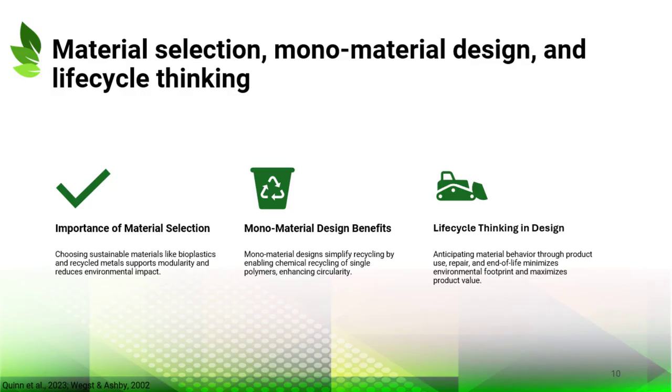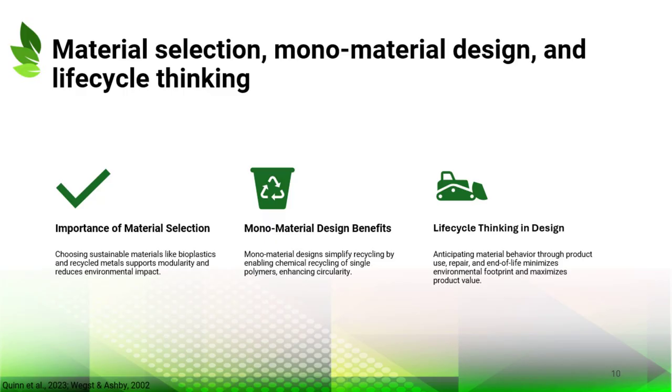Material selection, mono-material design, and life cycle thinking are fundamental to modular product design for circularity. Choosing sustainable materials like bioplastics, recycled metals, and non-toxic adhesives supports modularity and reduces environmental impact. Mono-material product design uses bio-based, circular, and biodegradable polymers, simplifying recycling by allowing chemical recycling of single monomers. This approach enhances material circularity and reduces the complexity of separation and reprocessing.